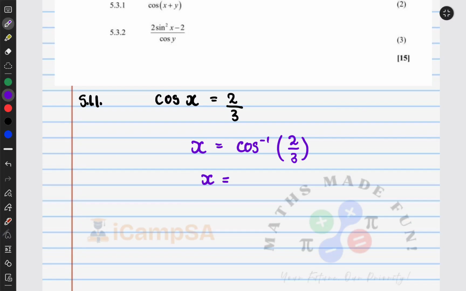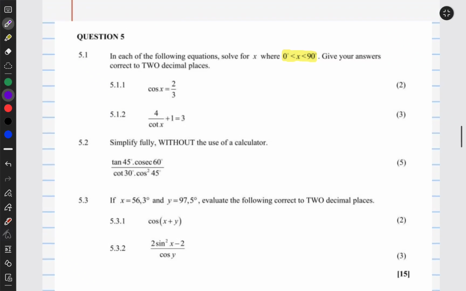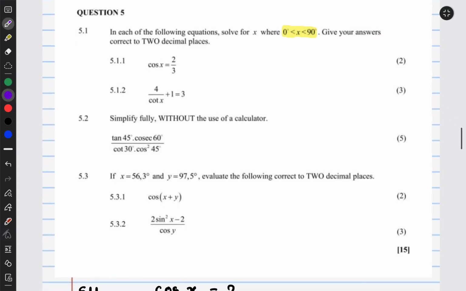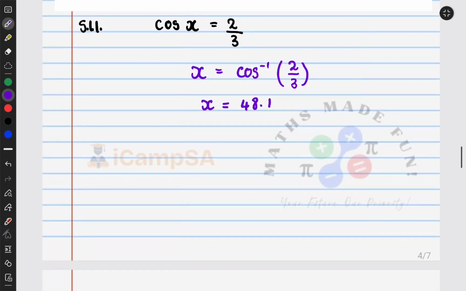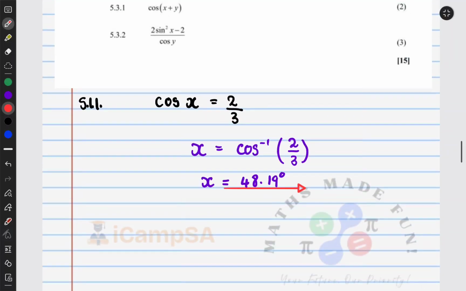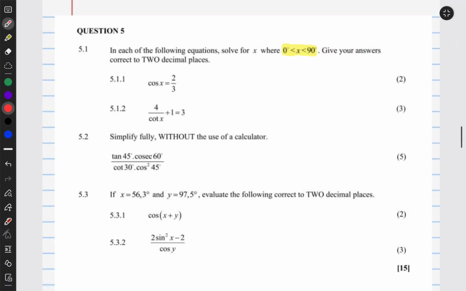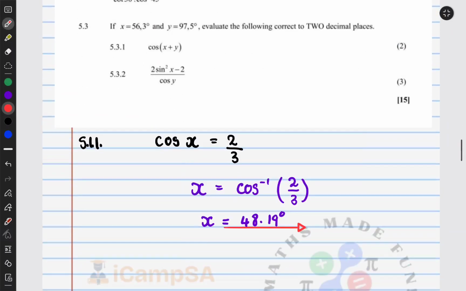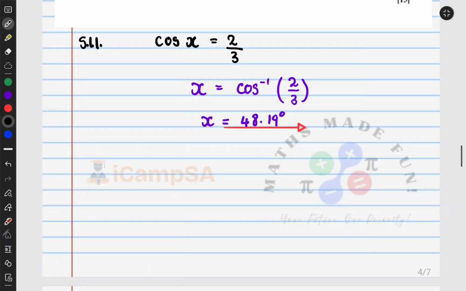The x is equal to 48 point, give your answers to 2 decimal places, 48.19 degrees. Since we are looking for the angle, and 48.19 degrees is in what? It's between 0 and 90 degrees, so this answer makes sense. Let's go to 5.1.2.